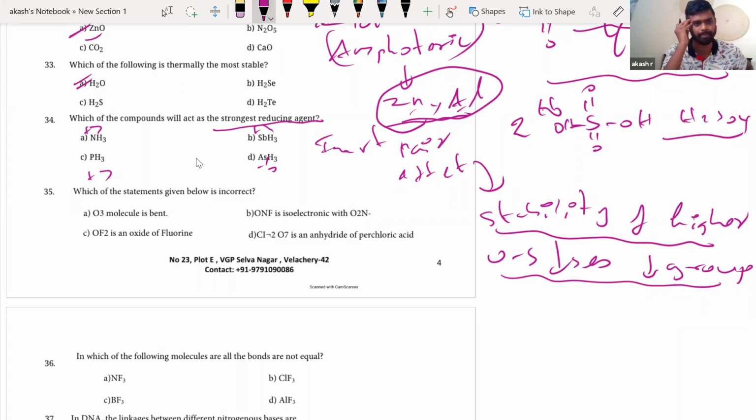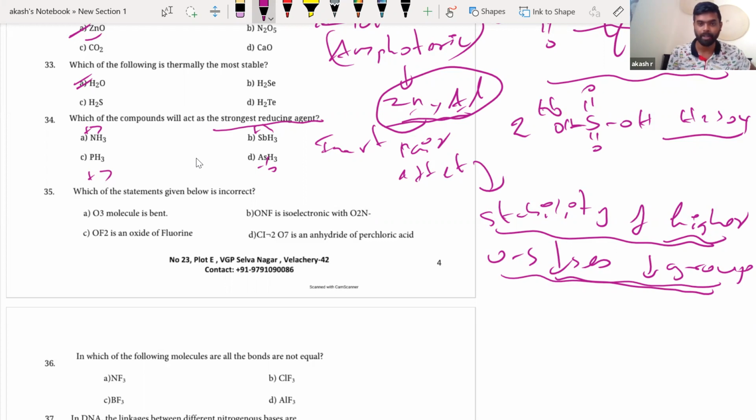Oh, one second. The reducing property will increase down the group, sir; the higher oxidation state stability decreases down the group. Correct, yes, that's what I'm telling. Reducing property will increase down the group. Yeah, that is fine. How reducing property changes, we have to talk in terms of oxidation states only.